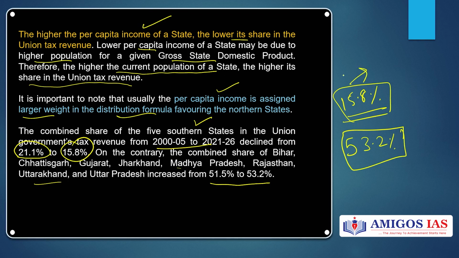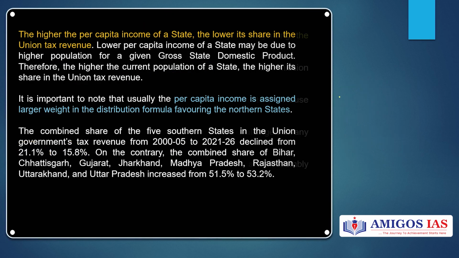South states are getting very less money. That means the authors of the article are saying that we need to find some different way to assign political representation as well as economic aspects, finance distribution, and also tax revenue distribution. We should have some different formula apart from using population as a criterion. That is the argument mentioned in this particular editorial column.